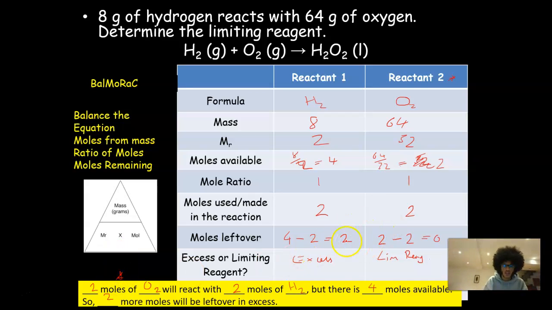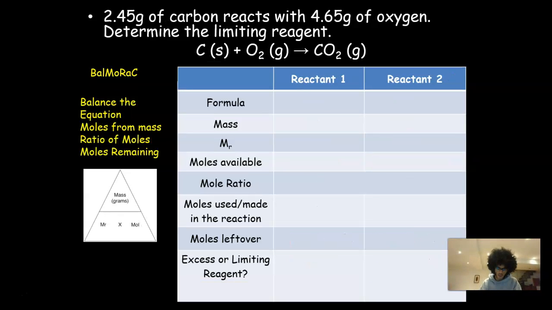Now, you won't often get nice, tidy numbers like this. You'll probably have something a bit more complicated. So let's tackle something a bit more realistic. So let's have a look at this one. 2.45 grams of carbon reacts with 4.65 grams of oxygen to determine the limiting reagent.